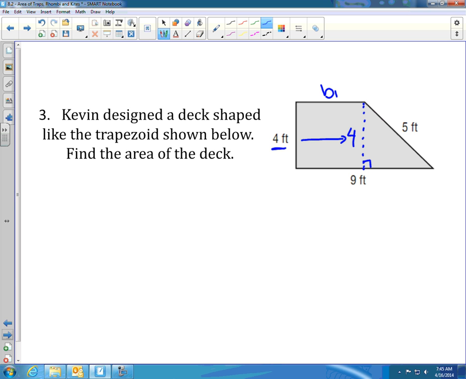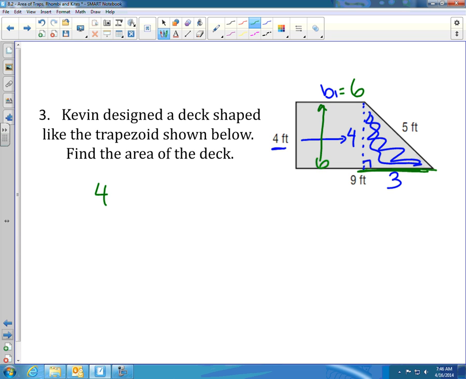Our base 1. So thinking about that, I'm going to again look at my right triangle, which is over here. I have a leg of 4, a hypotenuse of 5. Oh, this is familiar. What's my other leg? Yeah, it's a Pythagorean triple. 3, 4, 5. So that means that this portion that we're talking about right here is 3. So that makes this 6. So that means my base 1 is 6.